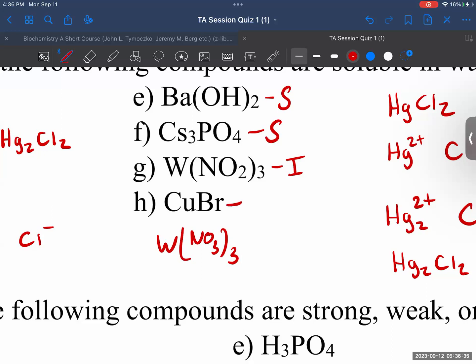All right. Last one. Soluble or insoluble? Insoluble. Right? Look very closely at what the charge is on that copper. Look very closely.